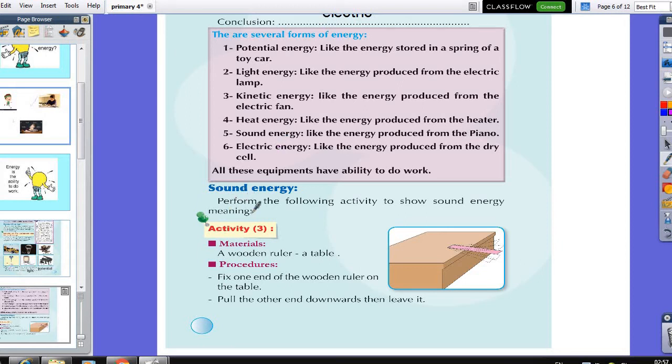Let's talk about the sound energy and how it is produced. To know how sound energy is formed, let's do this activity. If you have a wooden table and you fix a ruler and pull it downward, the ruler will vibrate and you will hear a sound. This sound is produced as a result of the vibration of the ruler.